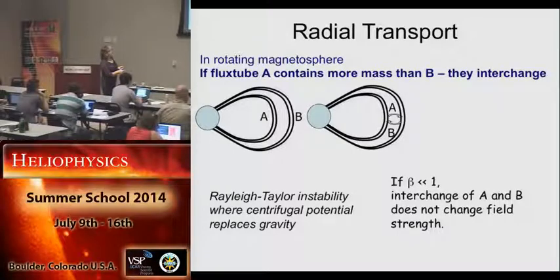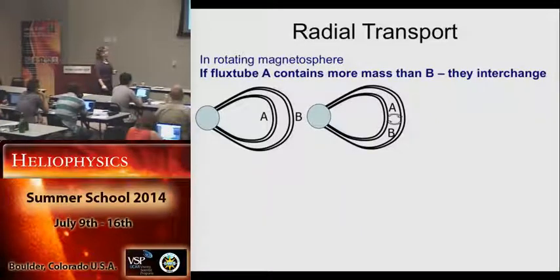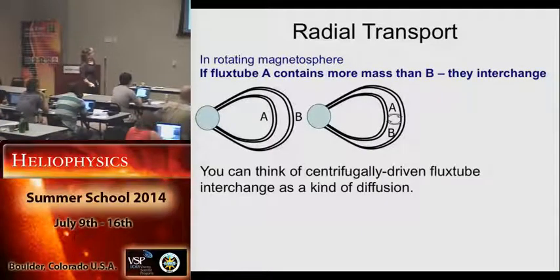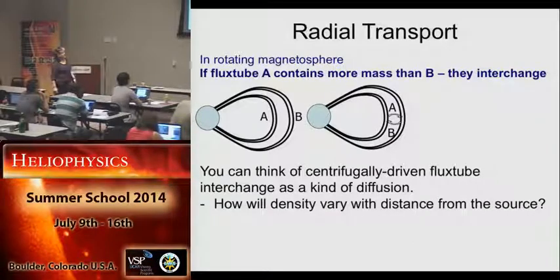So they will interchange spontaneously if you're loading up the flux tube A compared with that of B. So now let's think about it. If you have this as a kind of diffusion, you can think of this as a diffusive process where you have a source inside and a loss going out, then how will density vary with distance from the source? It doesn't need to be quantitative, just qualitatively.